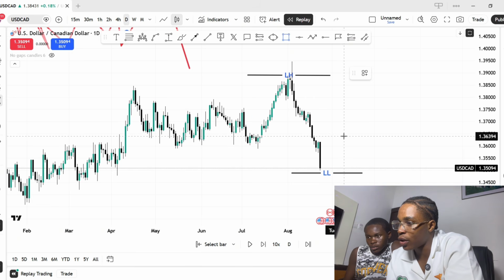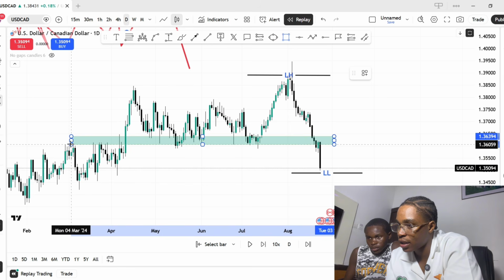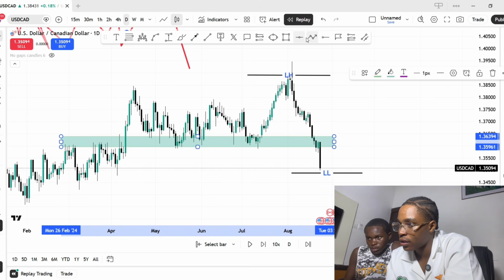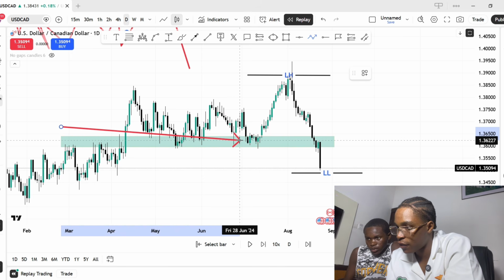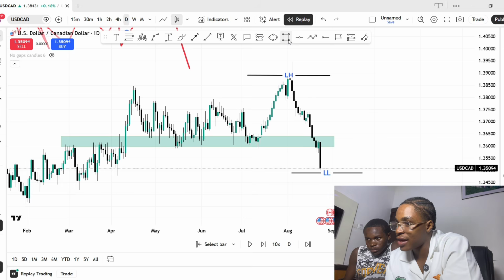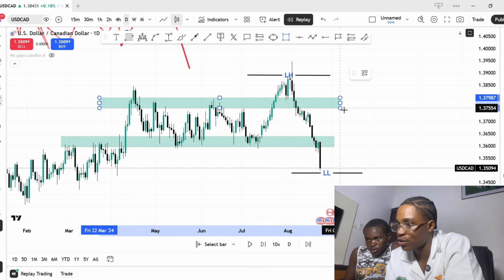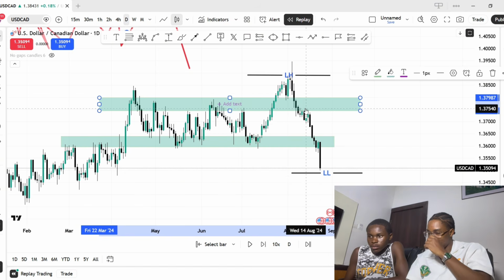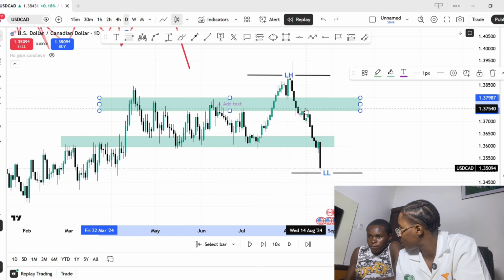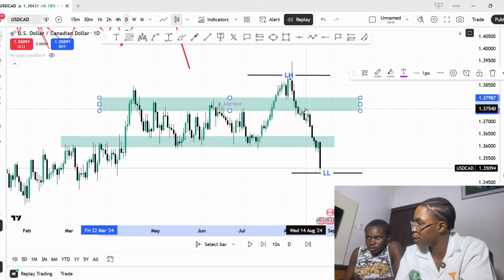So we can say we are going to be looking for sales from this point here, because we have 1, 2, 3, 4, 5 touches. And then this is also a place we can look for sales, and then this is also a place because we have multiple touches, right? But what would determine us entering for sales here is the 1 hour time frame. When we go over to the 1 hour time frame, look for a shift of structure, and if you don't see it, you remain patient.